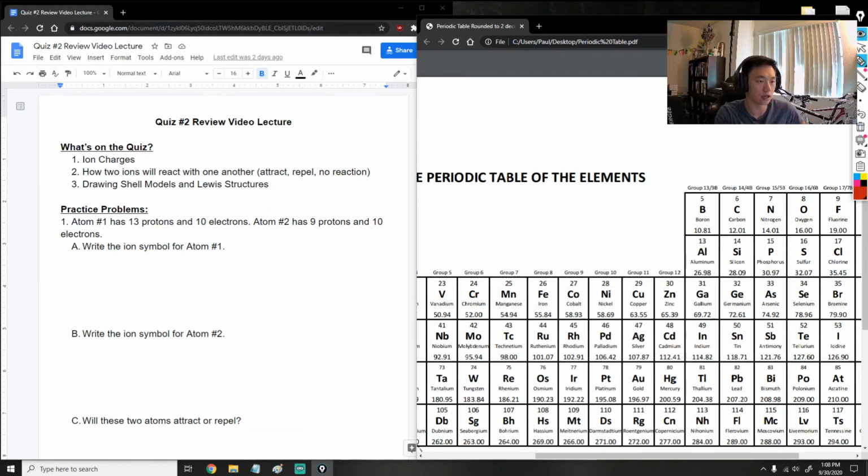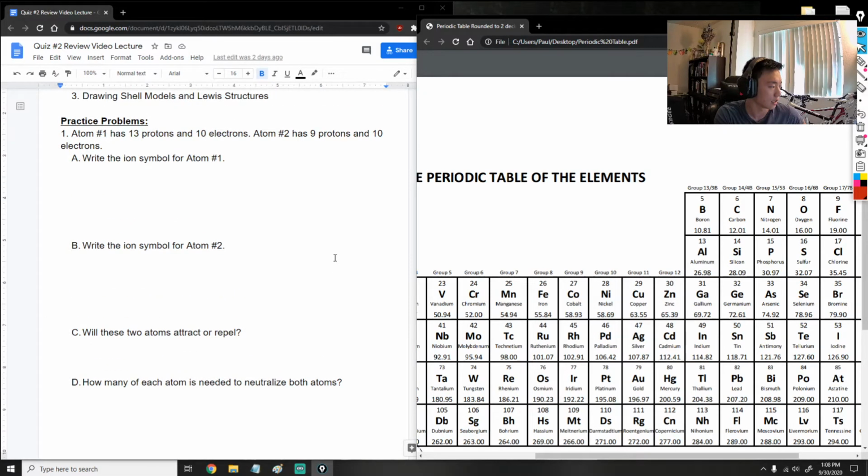Alright, so we're going to move on now to the next parts of the question. We're not done with this problem yet. The next question is how many of each atom is needed to neutralize both? So we said that we have Al3+ and we have F-. The question is asking how many Al3+s do you need and how many F- do you need for them to basically balance each other out, to get to no charge, to get to 0 charge.